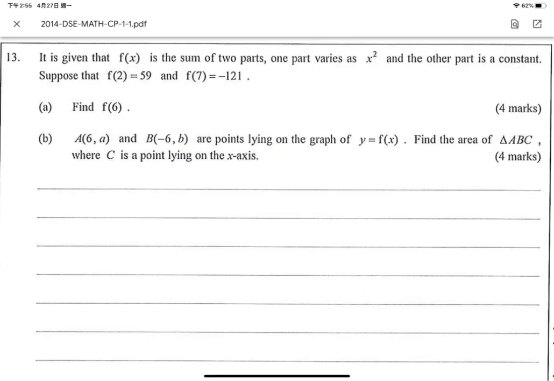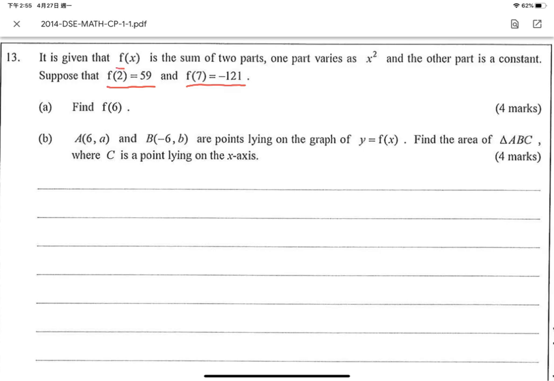These examples are just similar to the previous two, but here they give you the conditions. The two pieces of information are different. As you can see, the first piece of information gives you f(2) equal to 59. It means when x equal to 2, then f(x) equal to 59. And here it gives you f(7) equal to negative 121, which means x equal to 7, and f(x) equal to negative 121.